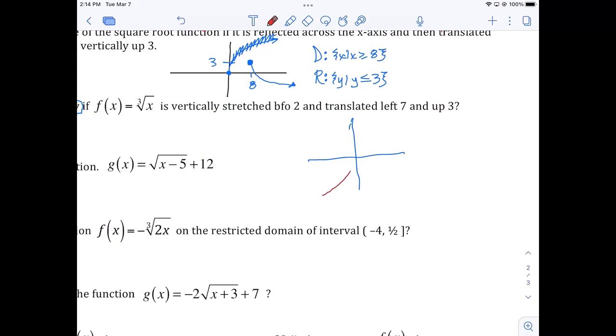Okay, so here it comes. 1, there it is, vertically stretched by a factor of 2. Now I'm moving it left 7: 1, 2, 3, 4, 5, 6, 7, and up 3: 1, 2, 3. There it is. This is negative 7. This is positive 3.